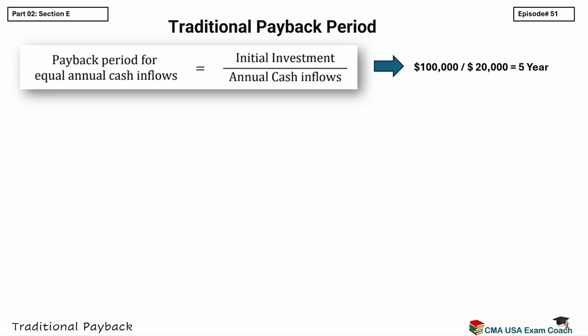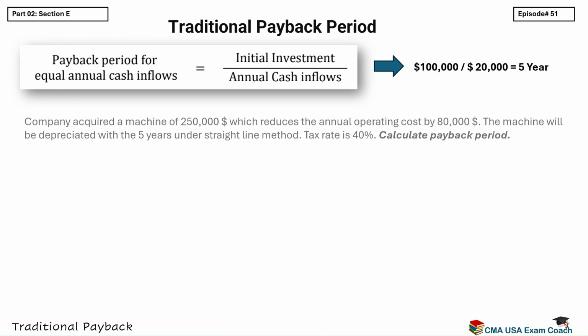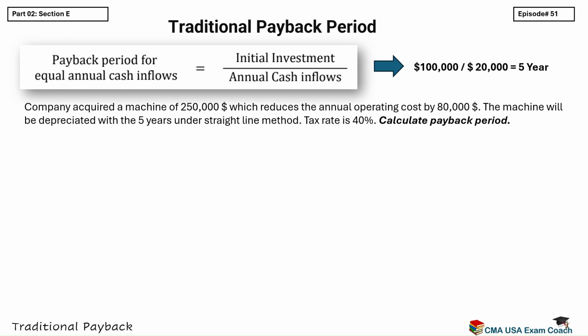Let us now look at another example. A company has acquired a new machine costing $250,000. This machine is expected to reduce the annual operating cost by $80,000. The machine will be depreciated over 5 years under the straight-line method, and the tax rate is 40%. We are asked to calculate the payback period. First, let us calculate the after-tax profit. The savings from operating cost are $80,000. After applying tax at 40%, the actual savings, or profit, come down to $48,000. Next, we need to include the depreciation tax shield.